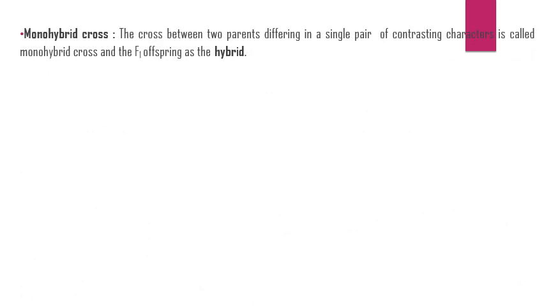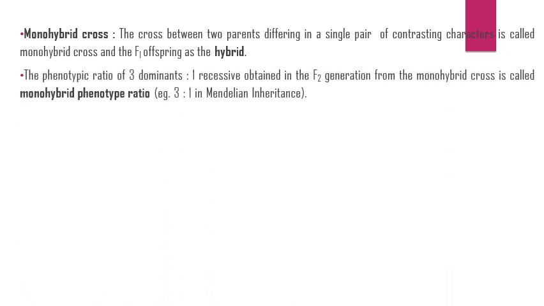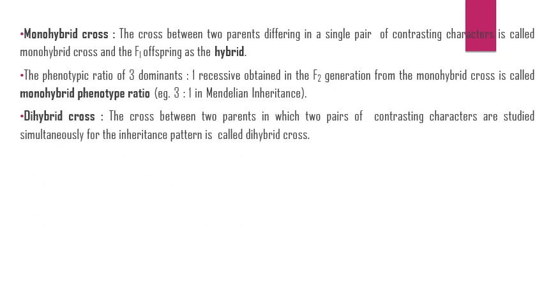Monohybrid cross: the cross between two parents differing in a single pair of contrasting characters is called monohybrid cross, and the F1 offspring is the hybrid. The phenotypic ratio of 3 dominant to 1 recessive obtained in the F2 generation from the monohybrid cross is called the monohybrid phenotypic ratio. This is 3:1.